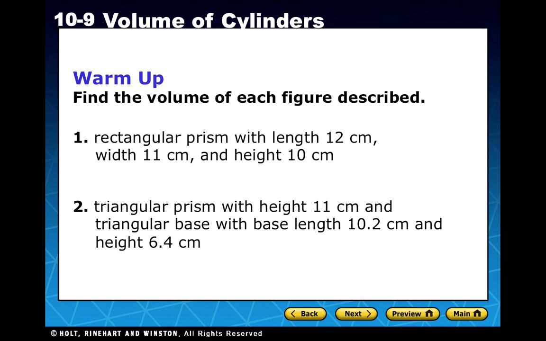Alright, so for number 1, you should have multiplied each of the three dimensions, 12 times 11 times 10, and you should have gotten 1,320 centimeters cubed. It is cubed because it is volume. Number 2, triangular prism with a height of 11 and a base of 10.2. So you should have had 11 times 1/2 times 11 times 10.2, and then multiplied that by the height, which is 6.4, and you should have got 359.04 centimeters cubed.